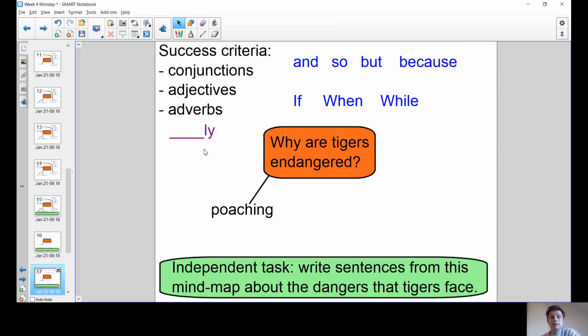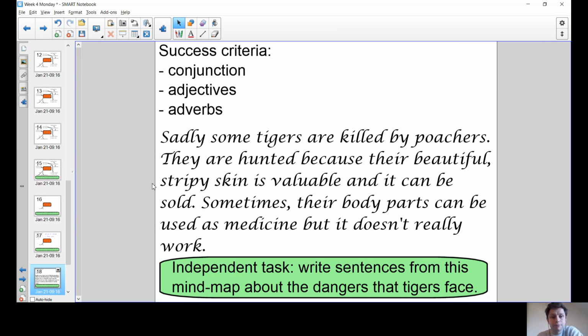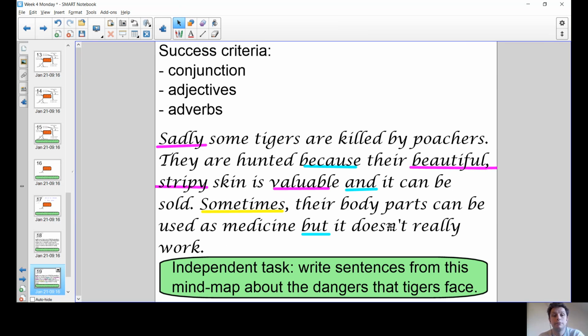Let's have a look at an example then to do with poaching. So I've left that on the mind map there. So we're going to look at an example of some good writing to do with poaching. So it says, sadly, some tigers are killed by poachers. They are hunted because their beautiful stripy skin is valuable and it can be sold. Sometimes their body parts can be used as medicine, but it doesn't really work.